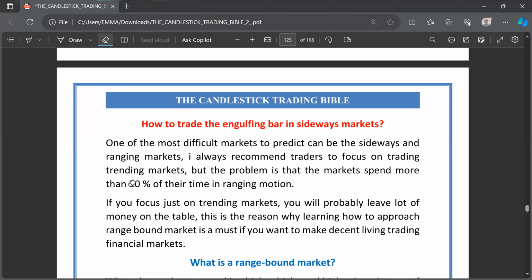So look at the percentage. It means that if you actually want to adapt your trading strategies, then you should stick to the ranging market type. Master it and then get money from that. If you focus just on trending markets, you probably leave a lot of money on the table. This is the reason why learning how to approach range bound markets is a must if you want to make a decent living trading the financial markets, right? So we can actually trade this.